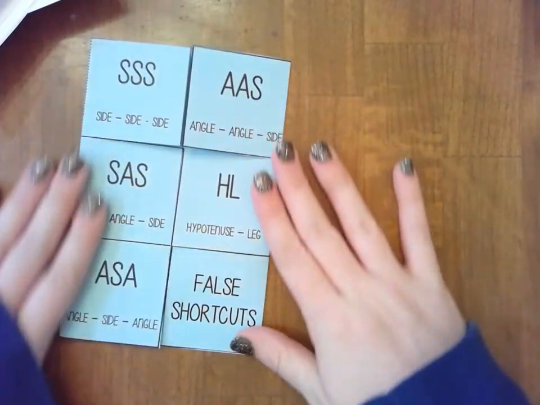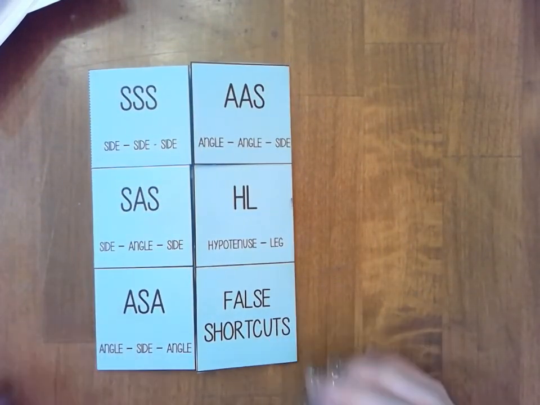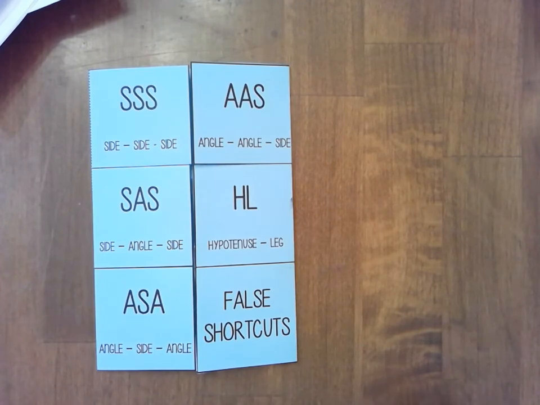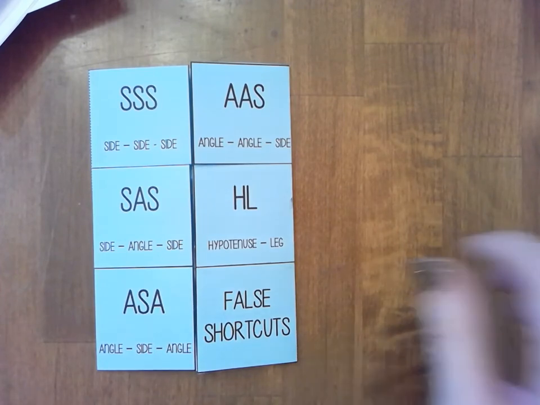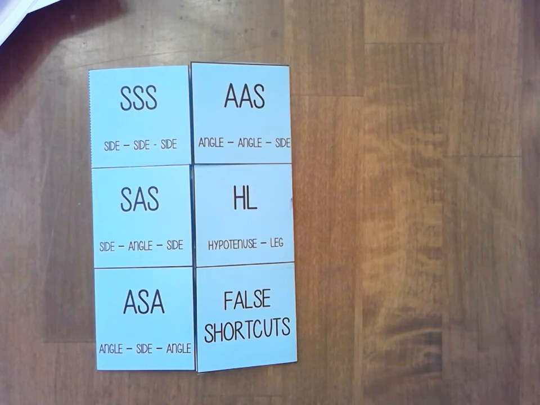You can go ahead and glue this in your composition notebook and title the page Triangle Congruence Postulates. And we can move on to the flip book now.